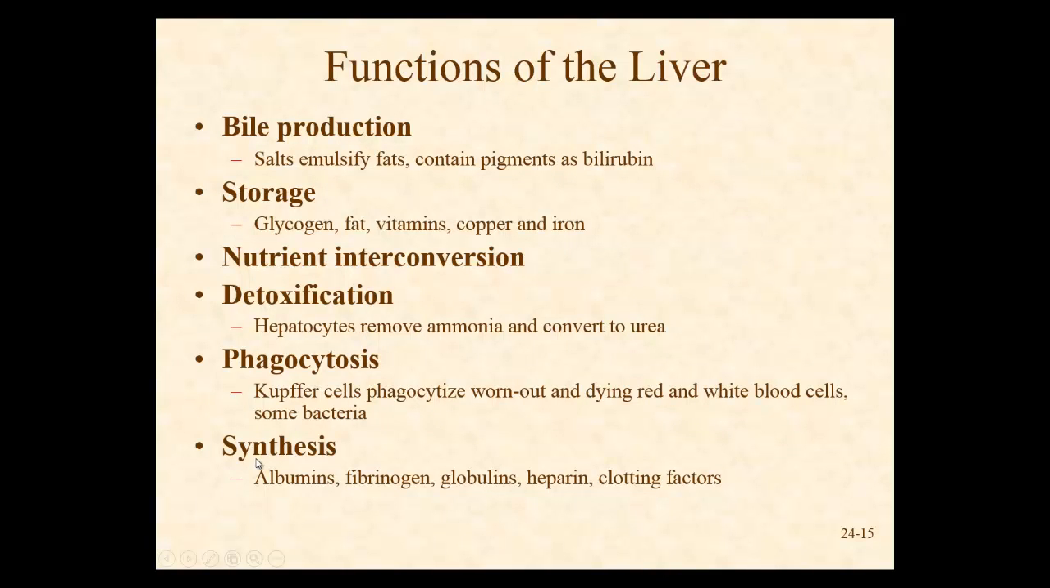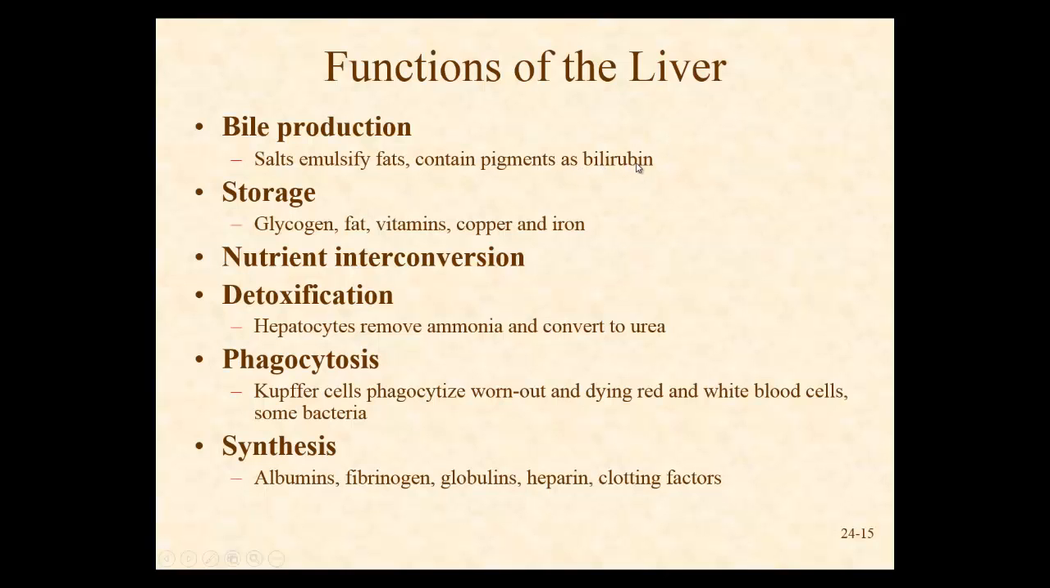So lots of different functions for the liver. You can just kind of read the list, but the one that you really need to know for the digestive system is bile production. It helps produce bile to break down fats, and part of that bile contains bilirubin, which we talked about is a breakdown product of our hemoglobin as our red blood cells age and are destroyed after about 2 to 3 months in the bloodstream.